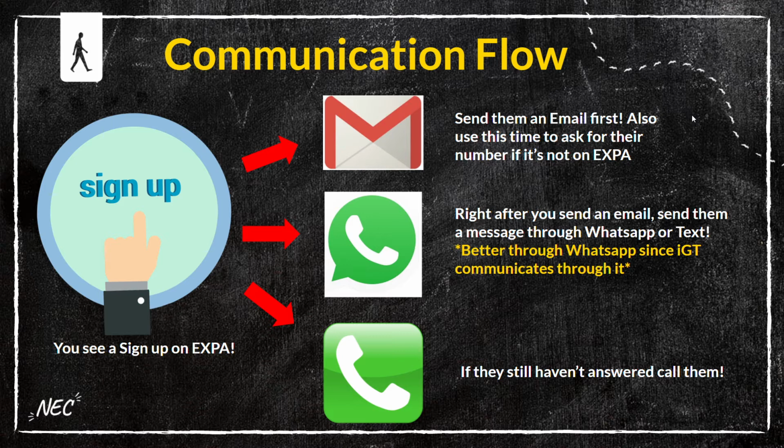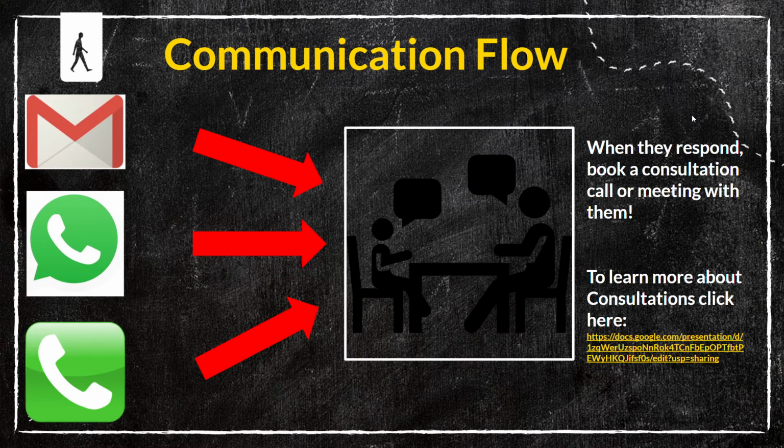And you want to keep on messaging them and talking to them, and you want to do this around 3 to 5 times until they finally answer. But of course, you can't do it further, but I think around 3 to 5 times is a perfect number. And so right when they answer, you want to book a consultation call or meeting with them.